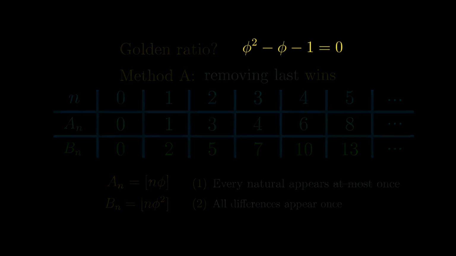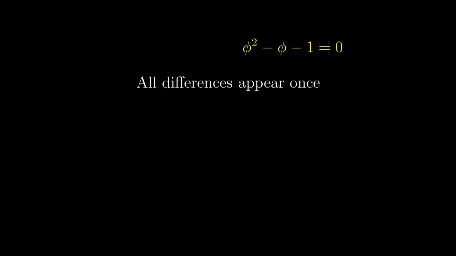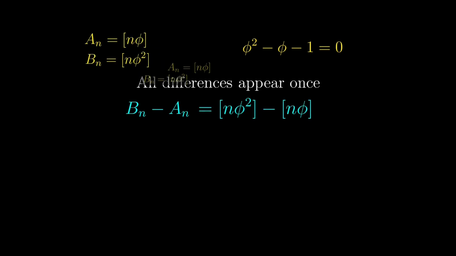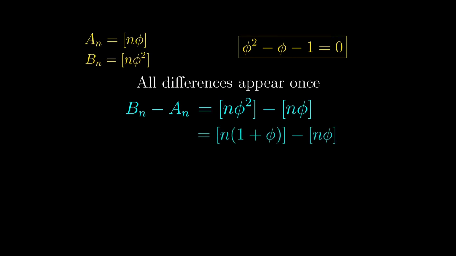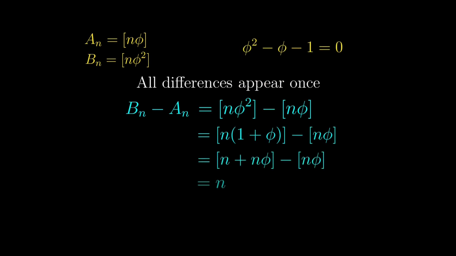We first explain why all the differences appear exactly once. We consider the difference, and using the formulas for a_n and b_n, we get this expression. Based on the defining property of the golden ratio, we can replace phi squared by 1 plus phi, which can be further manipulated to be just n. So if we have different n's, the differences in the same winning pair would be different. So we have explained why all the differences would appear exactly once.